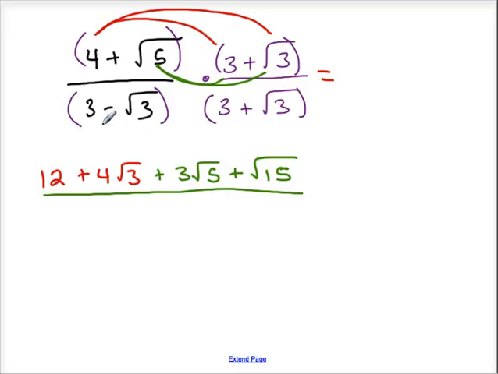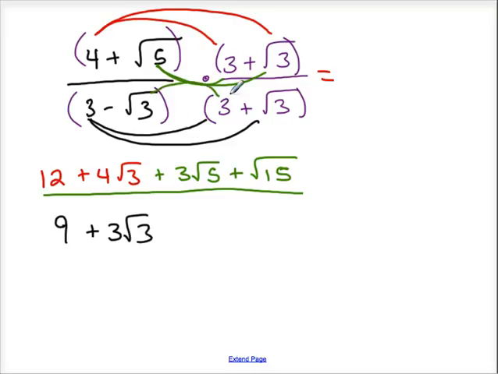And then my denominator. Now my denominator, I'm multiplying it by the conjugate because I want the 2 middle terms to cancel out. So let's see how they cancel out. So 3 times 3, we got 9. 3 times radical 3 is positive 3 radical 3. Negative radical 3 times 3 is negative 3 radical 3. And then negative radical 3 times positive radical 3 is negative. Radical 3 times radical 3 is 9.